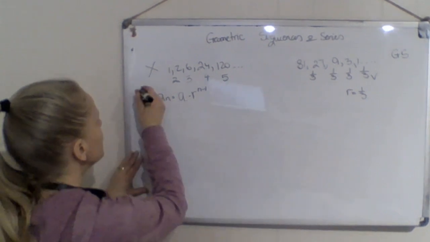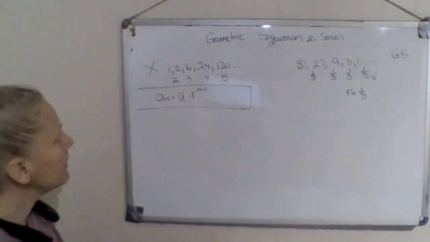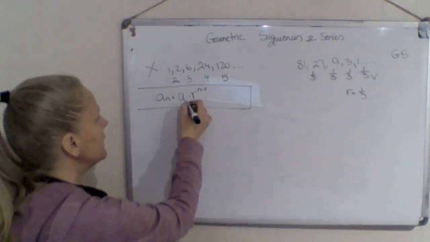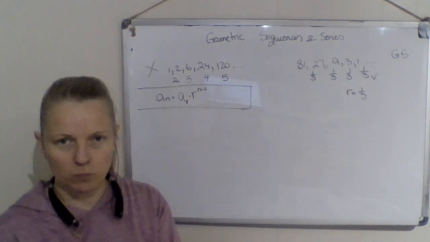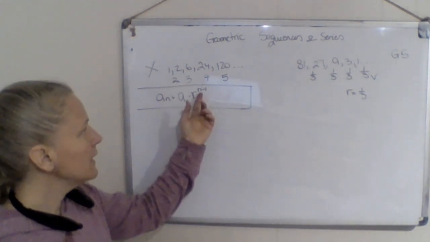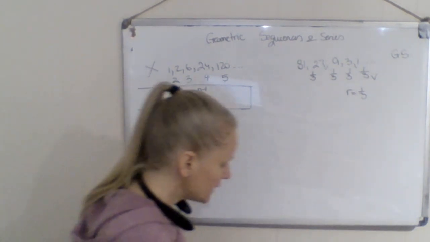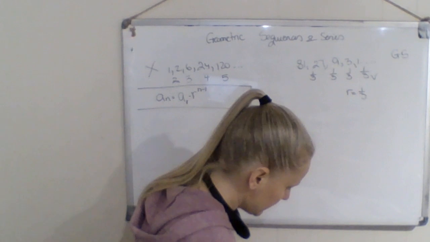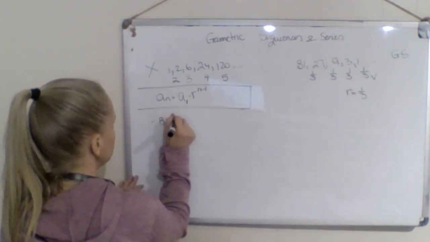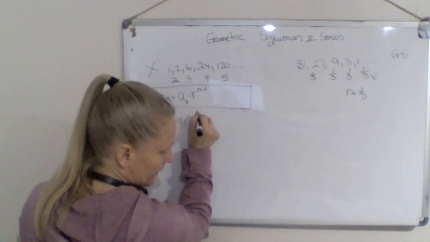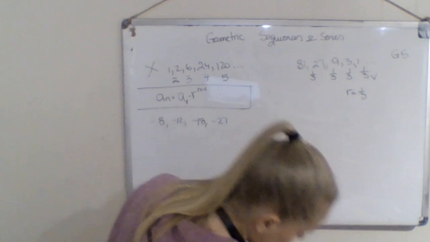Now, for a geometric sequence, we have the following formula. A_n equals A_1 times your ratio to the power n minus 1. A_1 is your first term. n stands for how many terms you have, minus 1. Let's look at our examples and see how we play with this. On example 2, it says, write a rule for the sequence -8, -12, -18, -27. And then it says, then find A of 8.